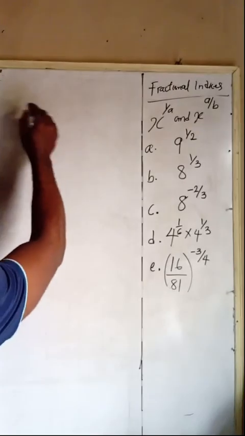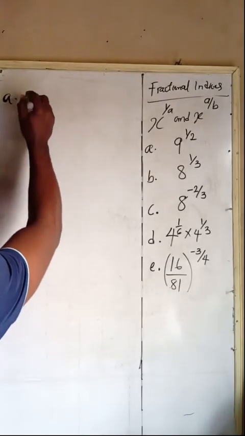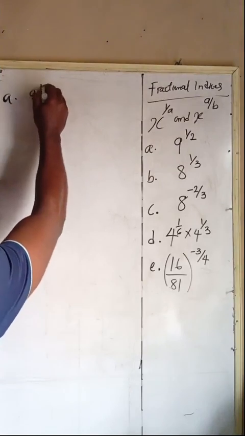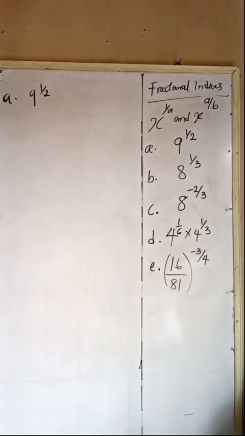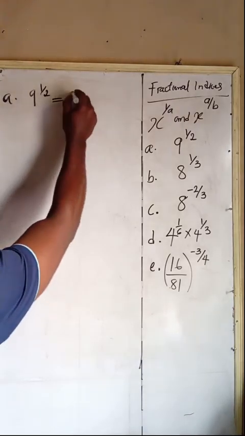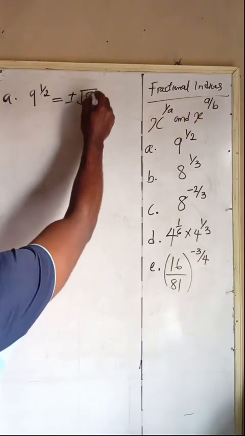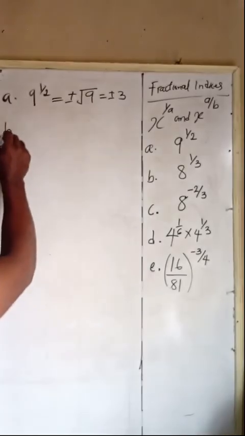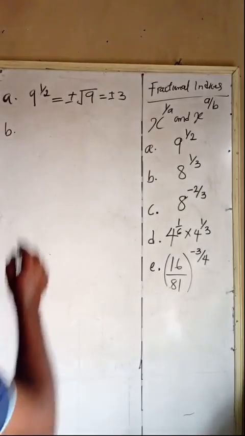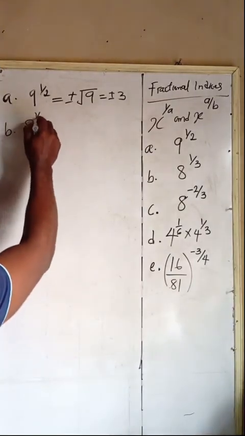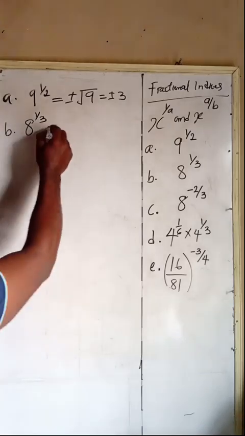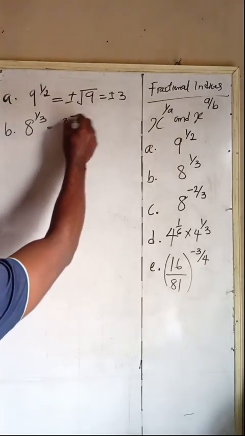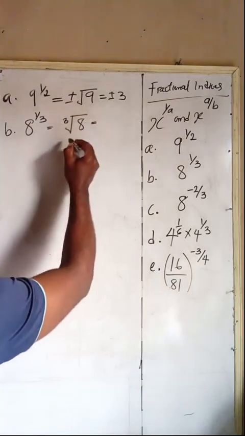So the first one, which is A, is 9 raised to power 1 over 2. So 9 raised to power 1 over 2 will surely give us the square root of 9, which is plus or minus 3. So the B part, we have the cube root of 8, which is 2.